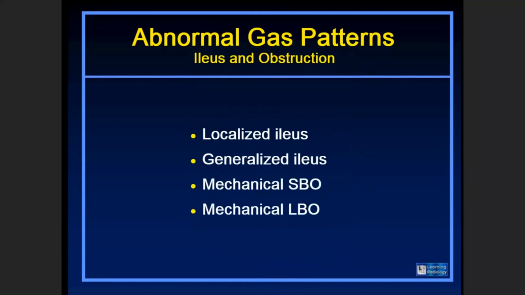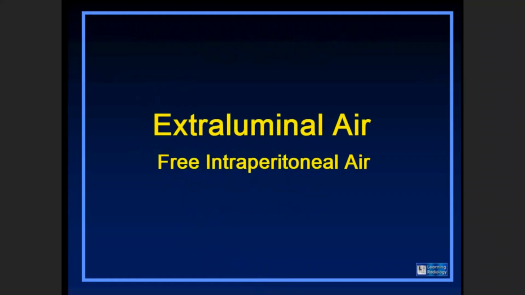Abnormal gas pattern in this: ileus and obstruction. We have localized ileus and generalized ileus. These are the two types of ileus: mechanical small bowel obstruction and mechanical large bowel obstruction.